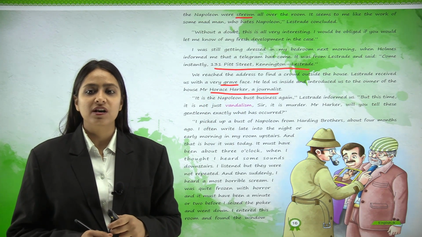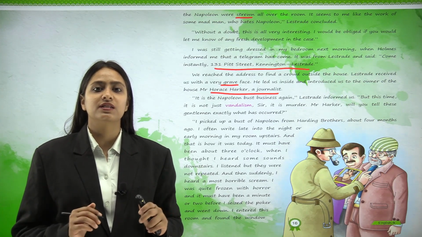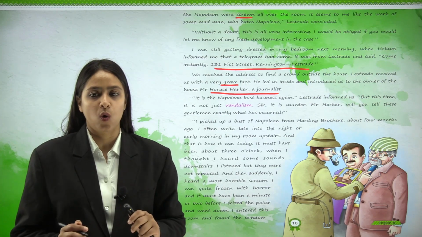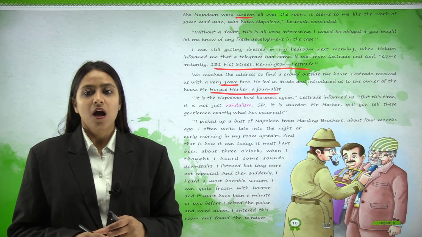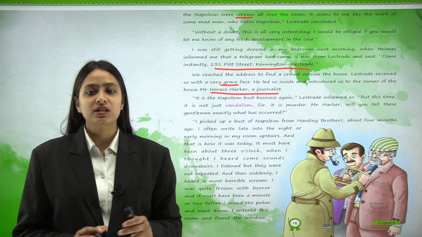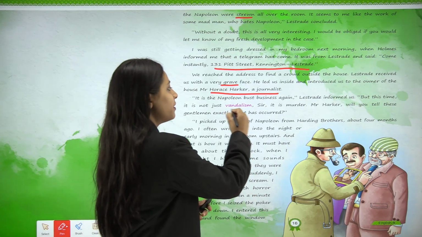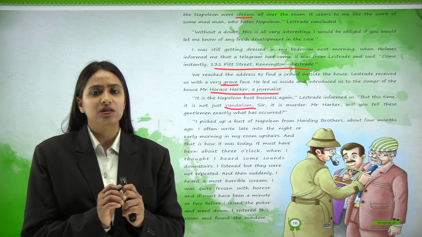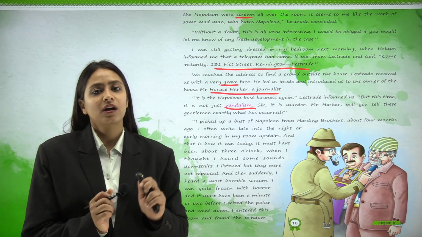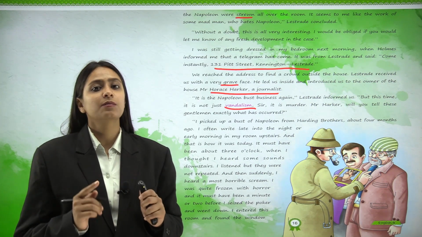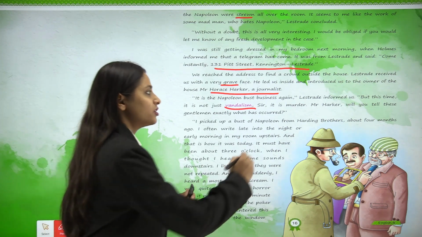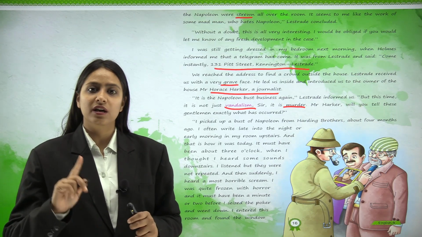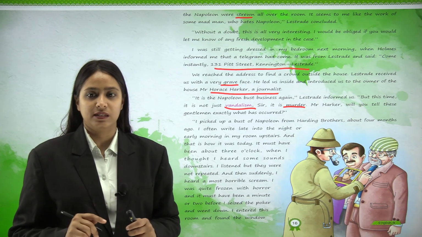It is the Napoleon bust business again. So now Lestrade is saying that this is the third case of Napoleon's bust being broken. But this time it is not just vandalized. So what do we mean by vandalized here, students? It means that it is not just the case of breaking Napoleon's bust, it is murder. So along with the vandalism of the bust of Napoleon, there is also a murder which took place.